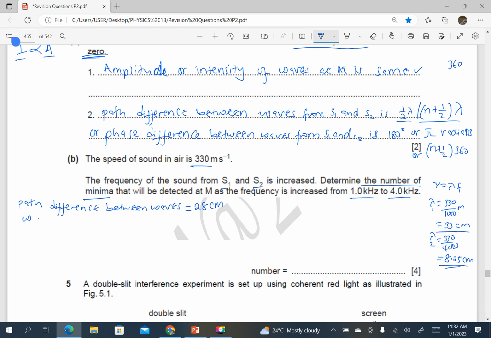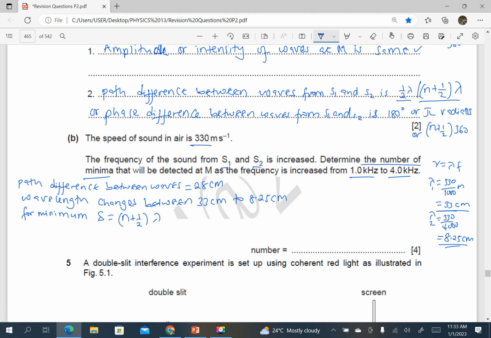Then the wavelength changes between 33 centimeters to 8.25 centimeters. So we know that range. But then we know for minimum, the path difference must be equal to n plus a half times lambda. So let's now start our test.